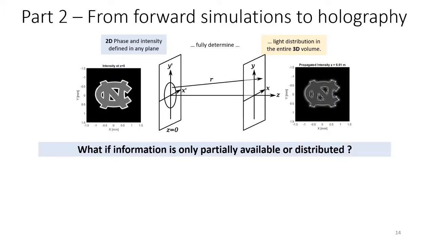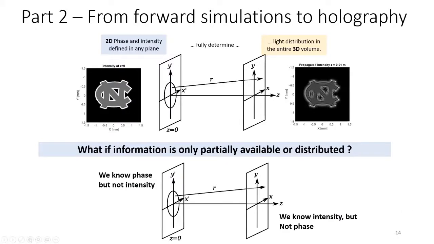But in holography, we're dealing with a category of problems that is slightly different, where the information is only available partially or in distributed fashion. Some of the information is available in one portion of space, some of the information is available somewhere else. So typically, when we want to create a hologram, on the side of the object, we know the intensity, we know where we want to put the light, but we don't know anything about the phase. And on the side of the modulator, the SLM that we use to generate those holograms, we typically would like to calculate the phase that must be applied right here. And we happen to know what intensity is available because we know what the laser looks like.